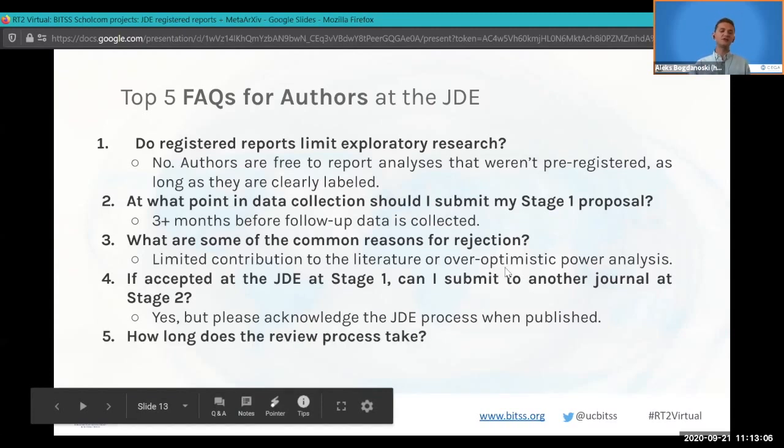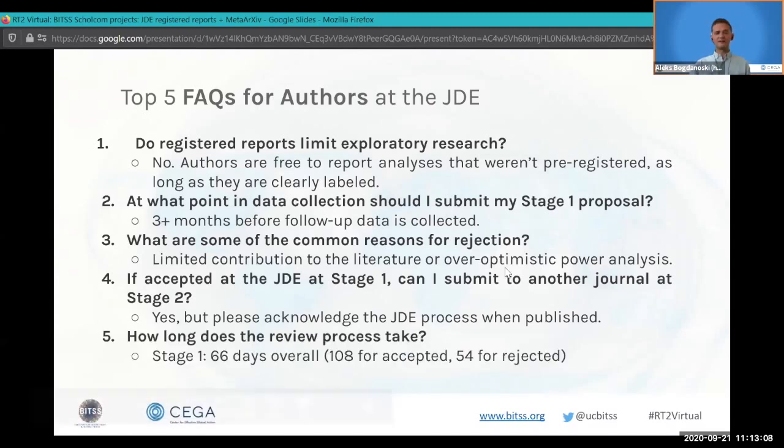And finally, how long does the review process take? It's somewhat shorter, at least stage 1 is somewhat shorter than conventional peer review. So it takes 66 days on average currently. For papers that were accepted, it is slightly longer, 180 days. This accounts also for the time that authors take to revise and resubmit their work.